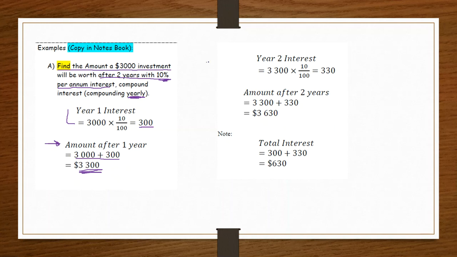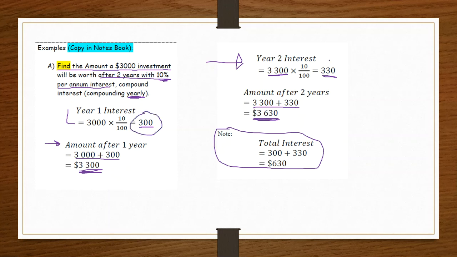Up here for the second year, we've got this new amount, and we need to increase it by 10% as well. So step 1, find 10% of 3,300, which is 330. And then add that on to 3,300. So we get 3,630. And I've got a little note here to say that the total interest is 300 plus 330, which is $630.